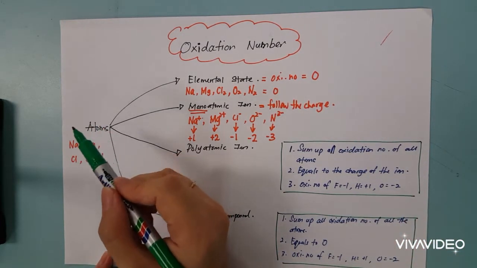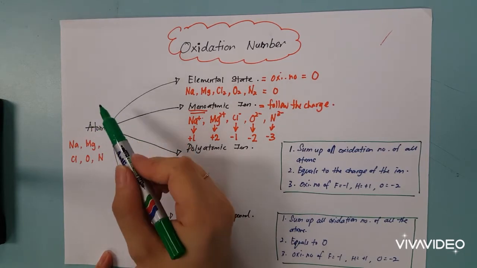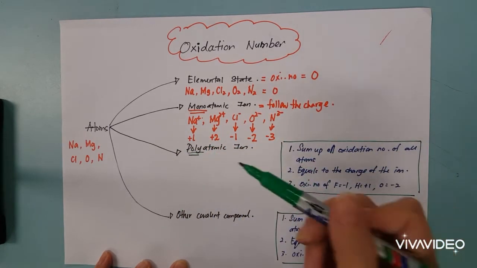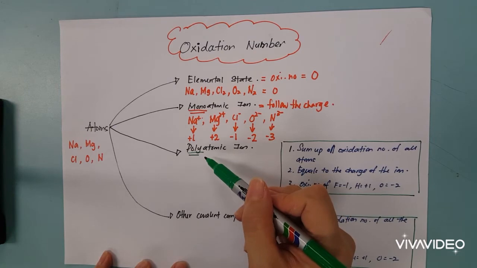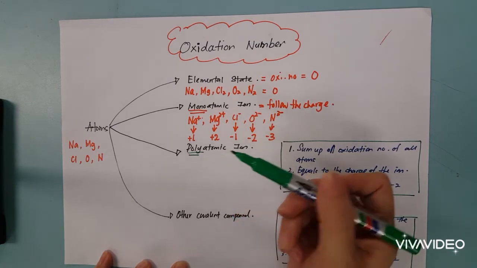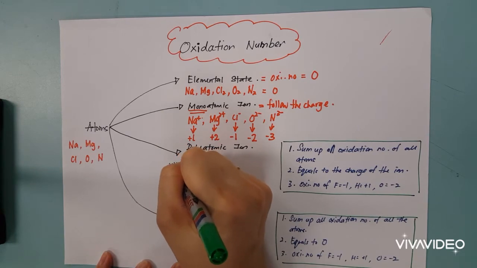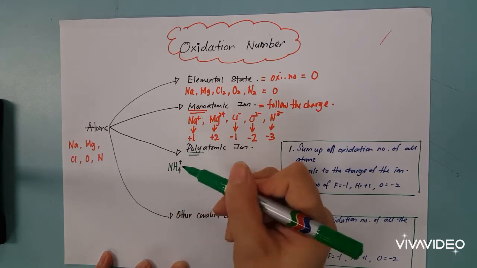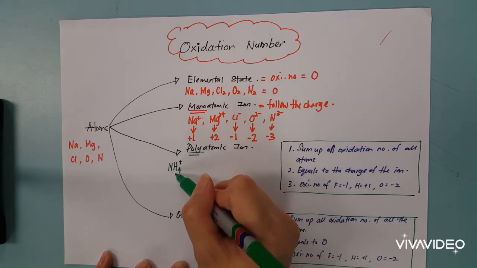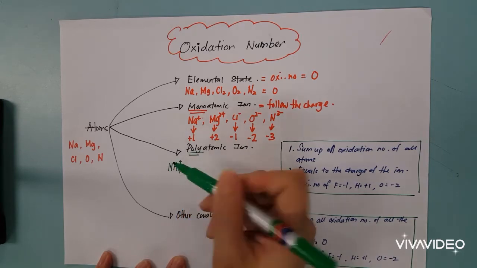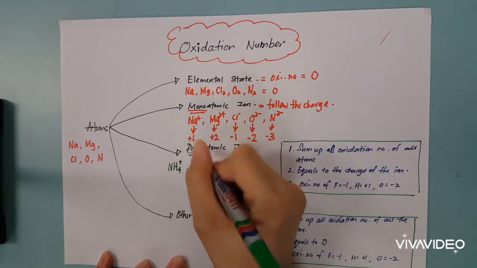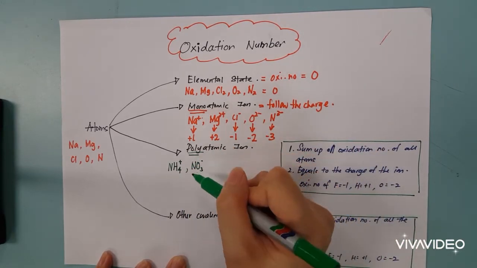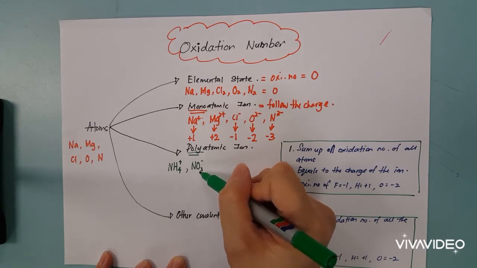Sometimes our atoms might interact with other types of atoms and form a polyatomic ion. Now the word poly suggests that this ion has more than one type of atom inside. For example, you have NH4+. This is an example of a polyatomic ion because in this ion I have nitrogen atoms and hydrogen atoms inside. We have more than one type of atom. Now another example, we have NO3-. Nitrate ion is also a polyatomic ion because you have nitrogen and oxygen atoms inside.